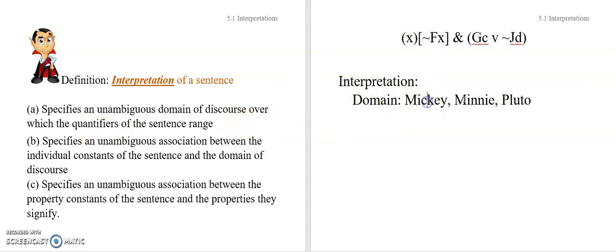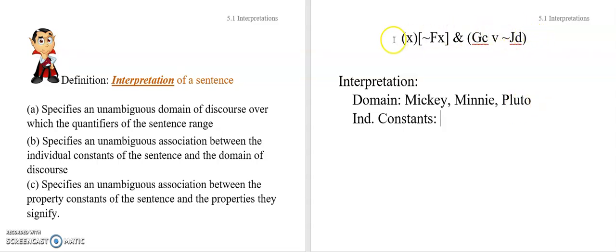Okay, the second thing that an interpretation has to do is it has to specify an unambiguous association between the individual constants of the sentence, okay, and the domain of discourse. So, we can do it this way. So the individual constants, right? So what individual constants do we have? Well, we've got the individual constant C and we've got the individual constant D.